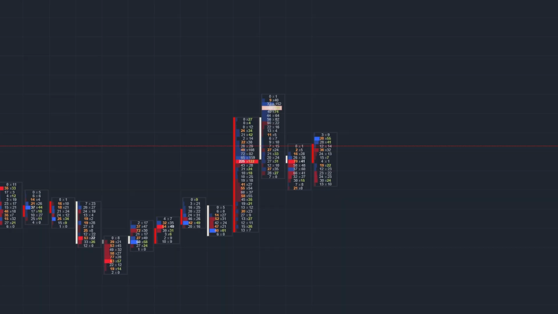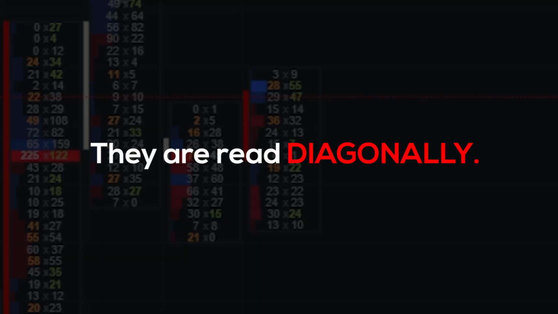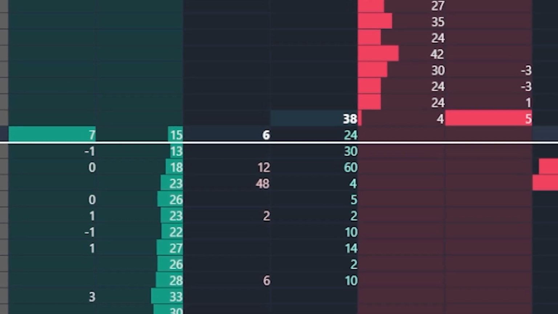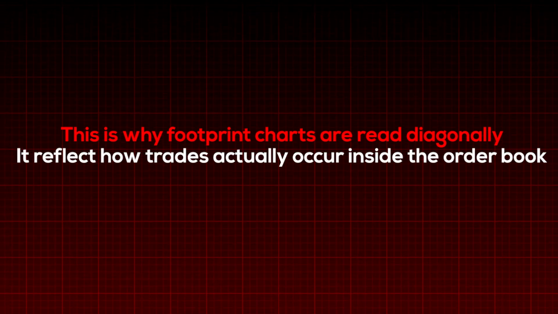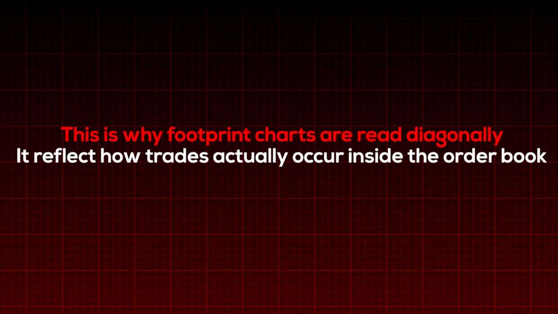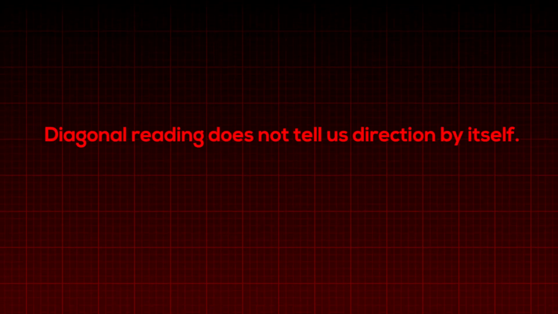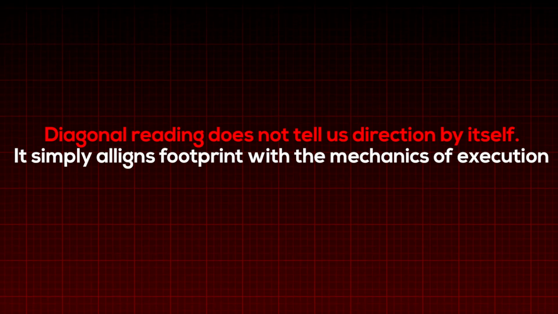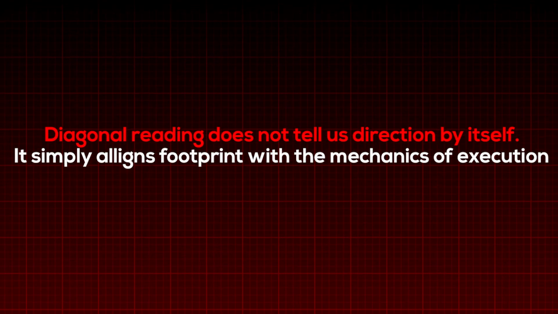There is one important detail about how footprint charts are read. They are not read horizontally, they are read diagonally. The reason is simple. Aggressive orders execute across the spread. This is why footprint charts are read diagonally. The diagonal relationship reflects how trades actually occur inside the order book. It allows us to understand how aggressive activity is progressing from one price level to the next. Diagonal reading does not tell us direction by itself. It simply aligns the footprint with the mechanics of execution. It ensures we are reading order flow in the same way the matching engine processes orders.